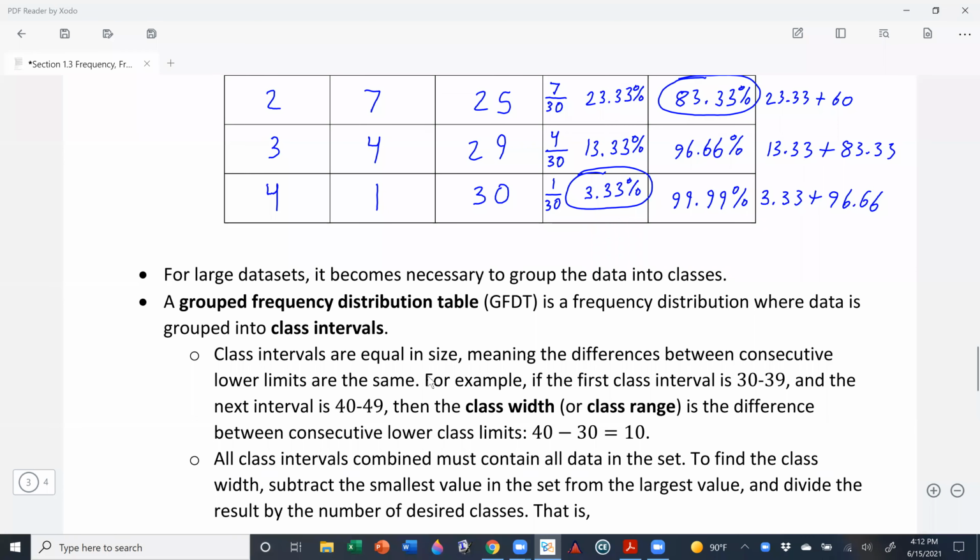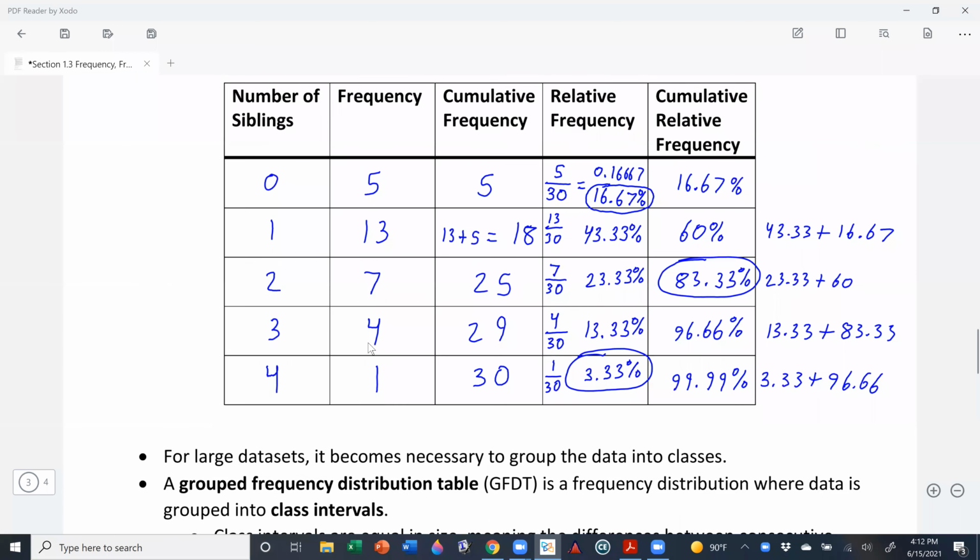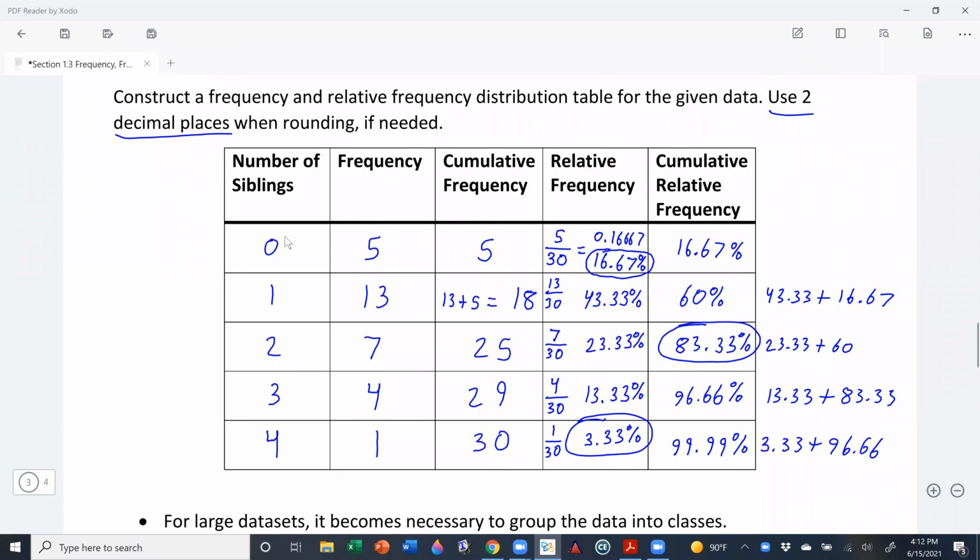All right, let's finish section 1.3 with a very important example about constructing a grouped frequency distribution table. The frequency distribution table that we just created had pretty much just whole number categories, or single categories.